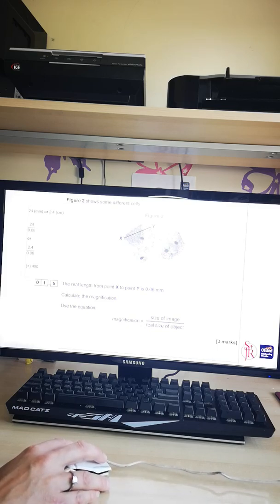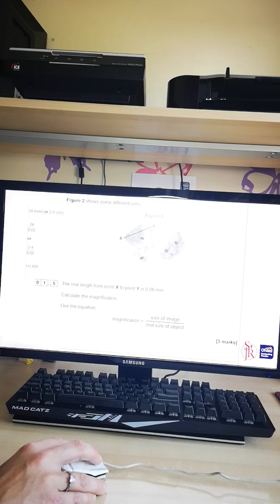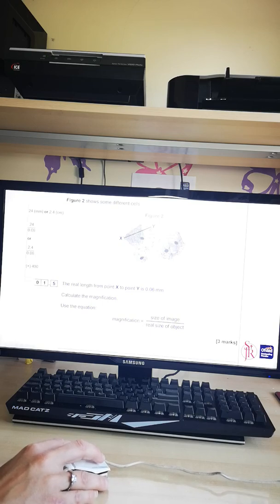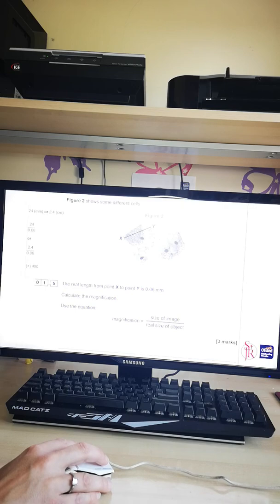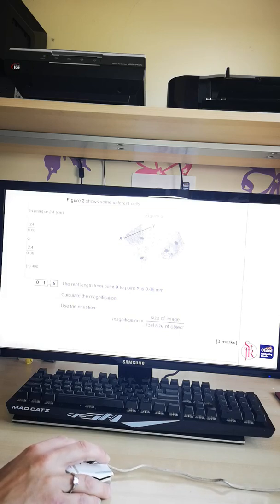And so you would have done 24 divided by 0.06. So that would have been your calculation, and you would have got times 400. If you'd have done that, they did give you credit on the exam, but you'd have been out by a factor of 10. So for A-level, please remember to measure in millimeters.